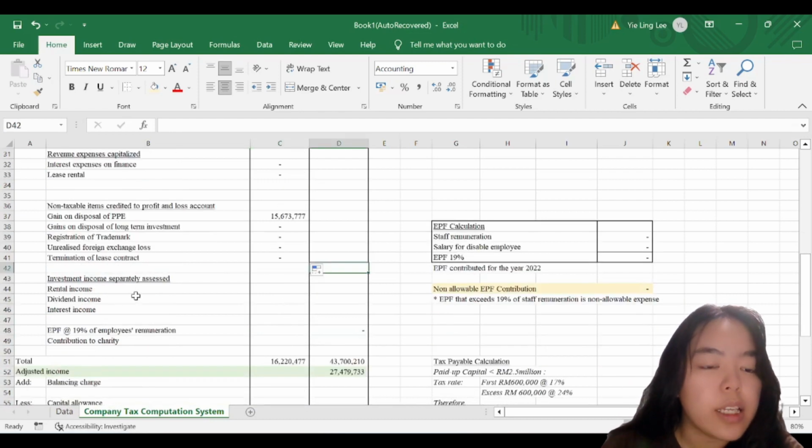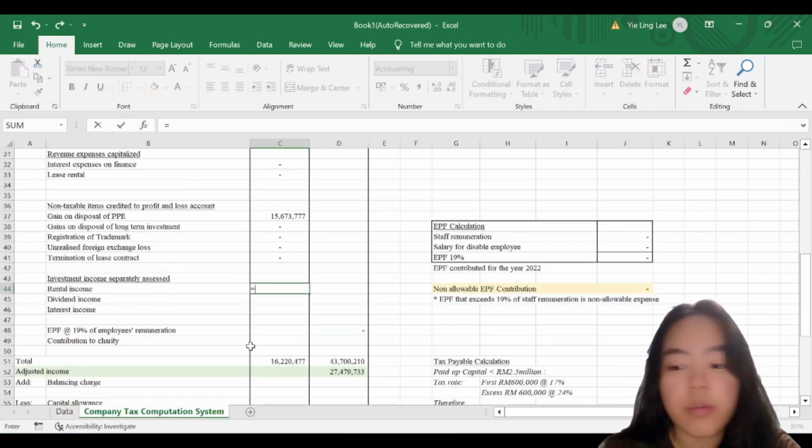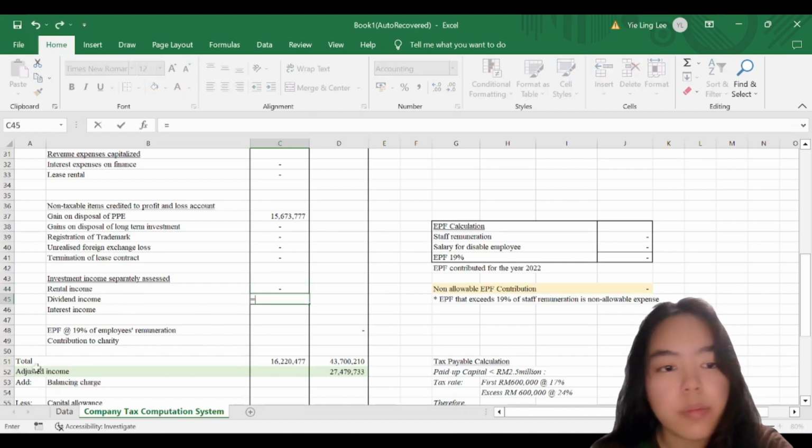As for the income from other sections, we have to deduct first. So rental income I don't have. I got the dividend income.